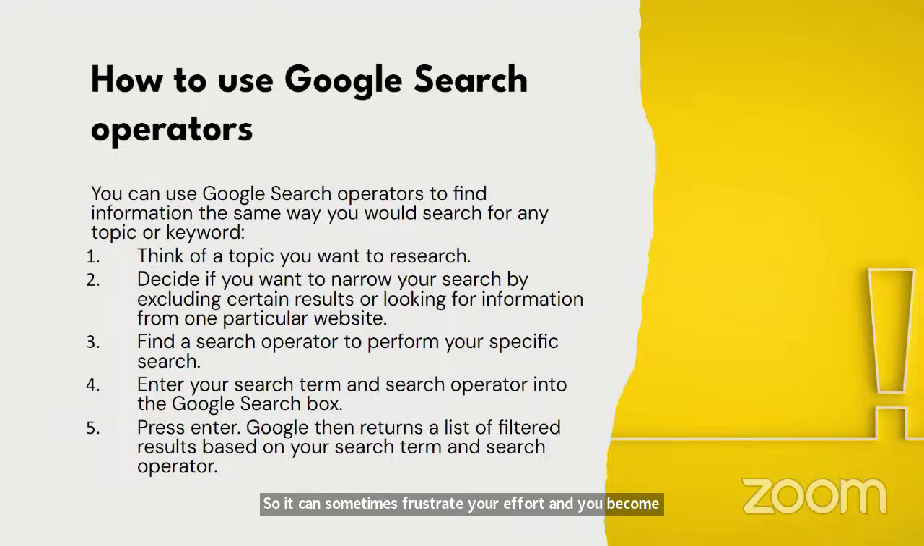So let's now get into the business. How do you use Google search operators? You can use Google search operators to find information the same way you would search for any topic or keyword. Let's say you want to think about a topic that you want to research. You decide if you want to narrow your search by excluding certain results or looking for information from one particular website. Then you find a search operator to perform your specific search. After that, you enter your search term and search operator into your search engine search box, and press enter, and the search engine returns a list of filtered results based on your search term and your search operator.